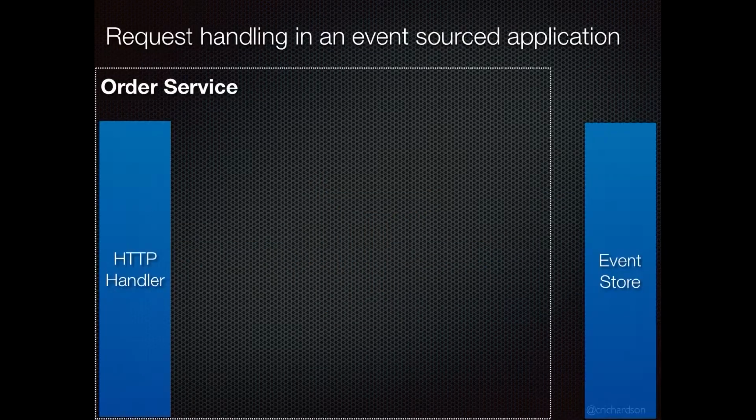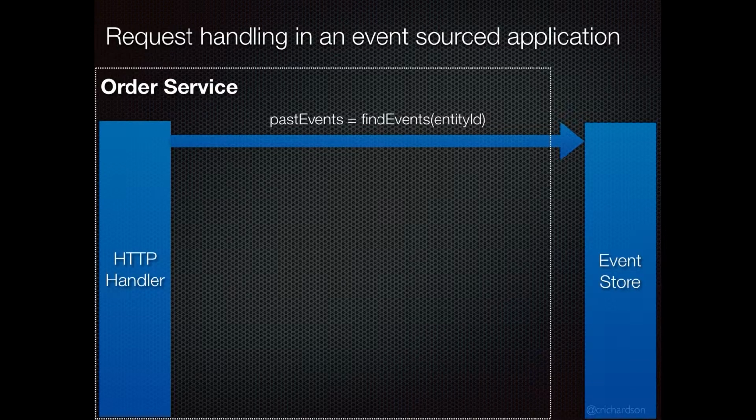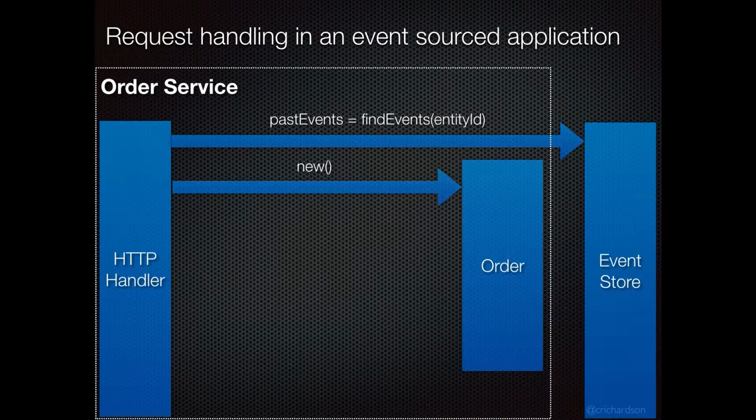Then the way that requests are handled looks like this. Say a request comes in to update an order. The order service would go find the events for that order. It would load them from the event store, the store of events. It would then instantiate an order using its, say, default constructor, so a blank one. It would then reconstruct the current state by replaying those events. So now we've reconstituted our order.